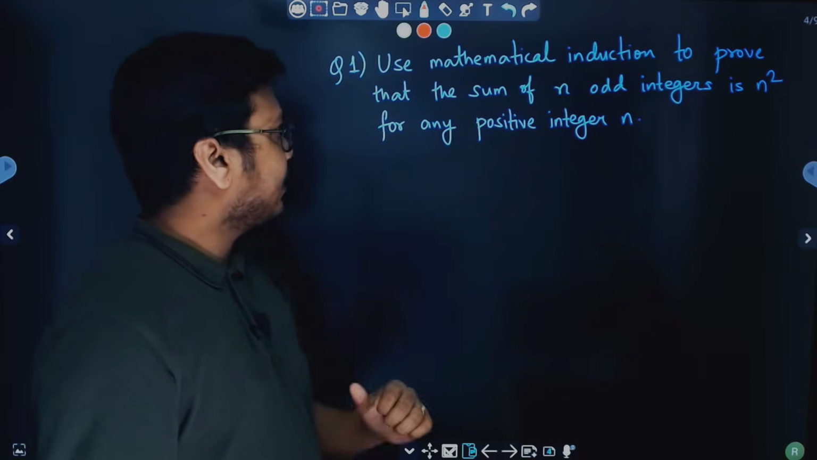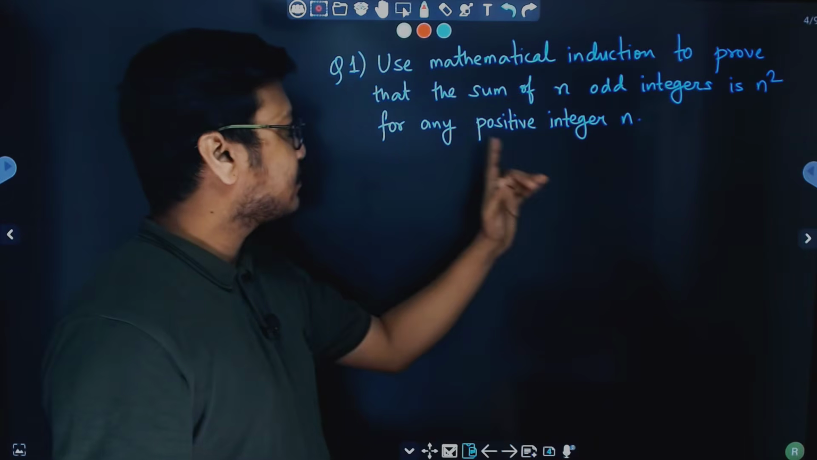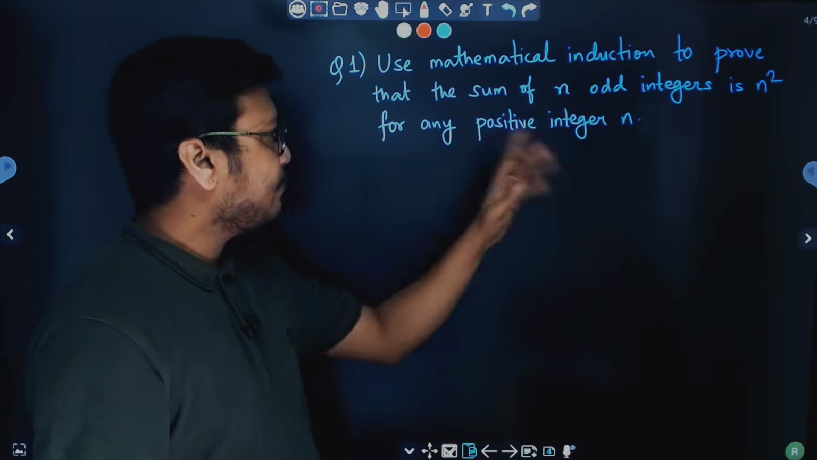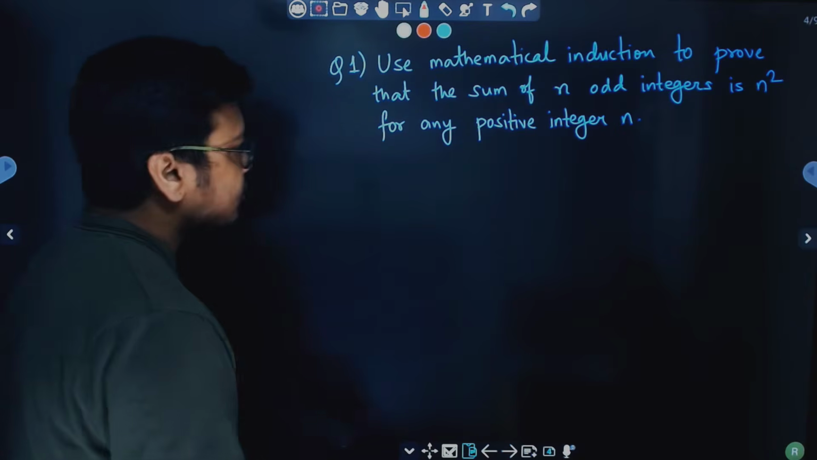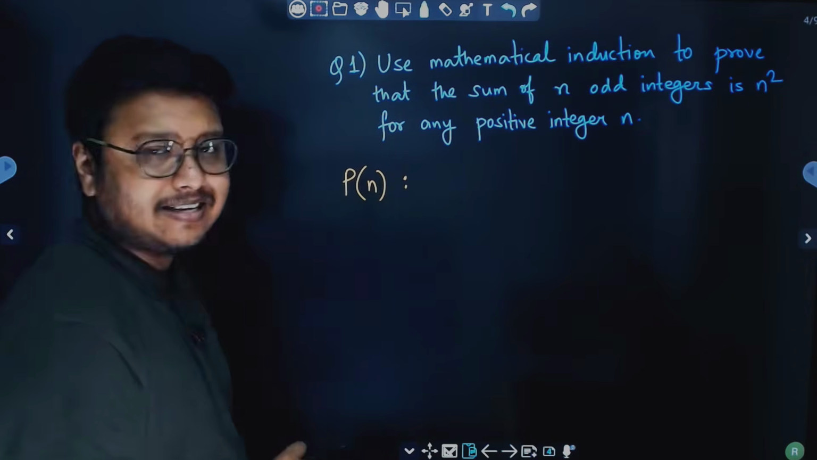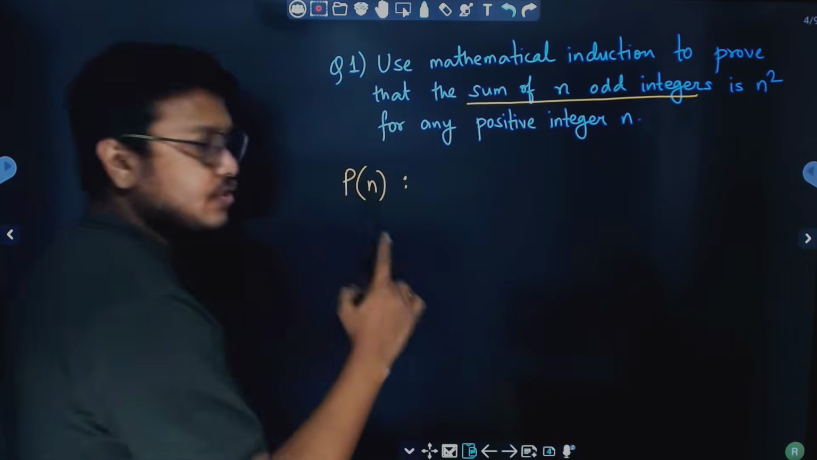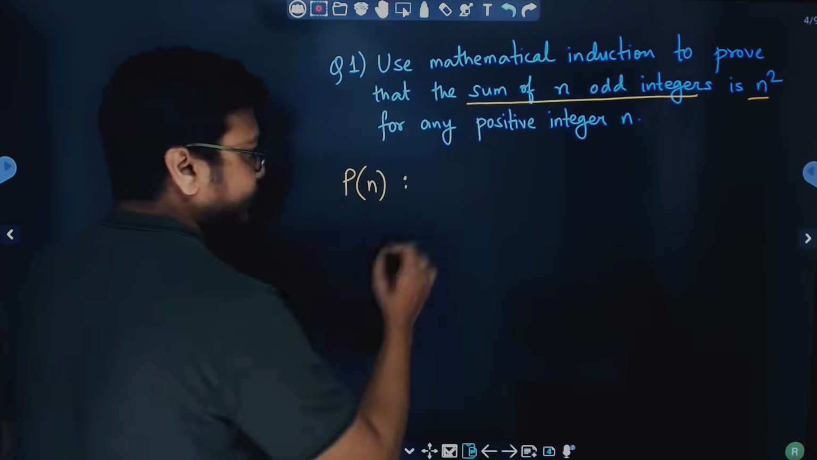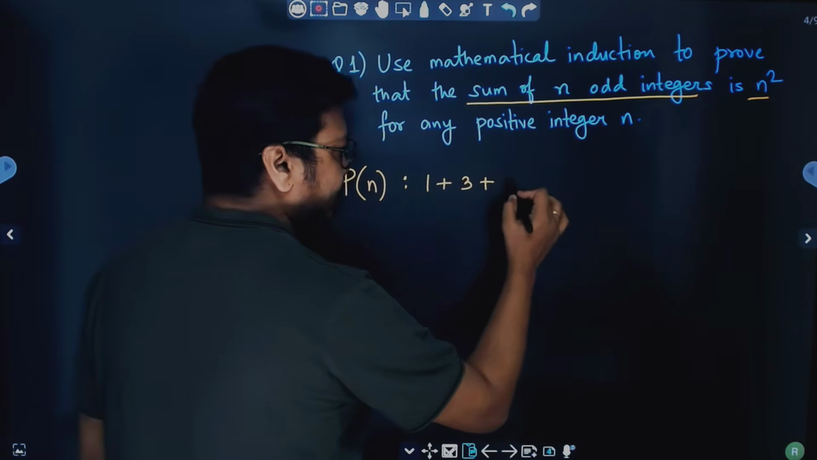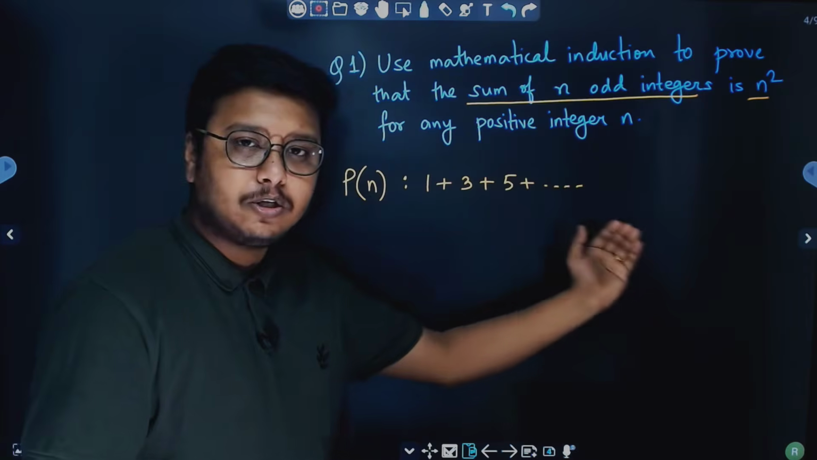This is the question that we have. It's saying: use mathematical induction to prove that the sum of n odd integers is n square for any positive integer n. So let's frame our mathematical statement. Let's say that Pn is the statement which says that the sum of n odd integers is n square. That would mean the sum of n odd integers is 1 plus 3 plus 5 plus, like this, if we go on.